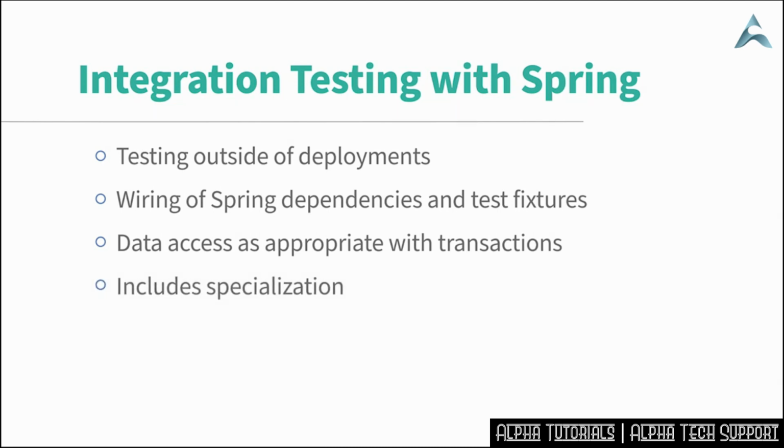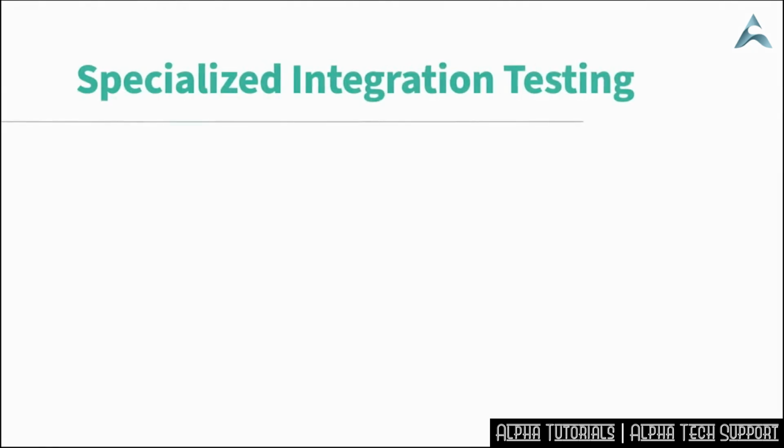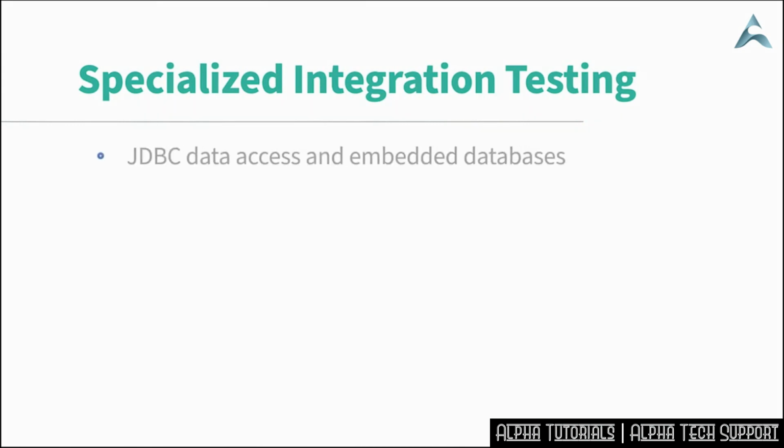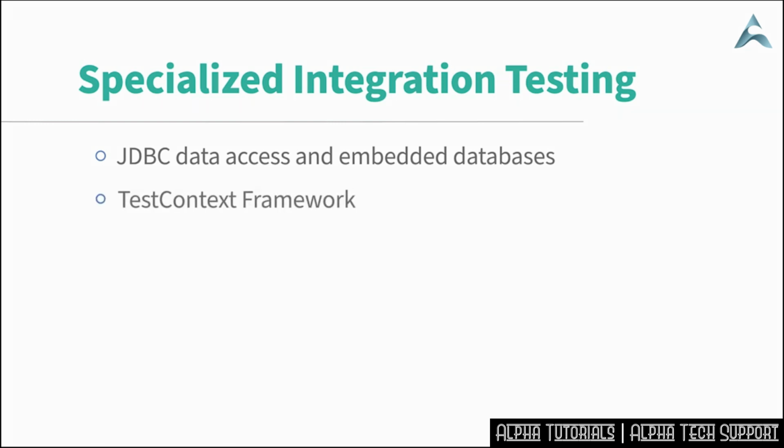There's also a lot of specialization within the integration testing framework. Now, we're not going to talk about all of them, but we are going to look at a few of them. And they give you full access to context management as well as caching, so you can modify the context within your integration test as you see fit. Now, some of the specializations that they give you, I want to talk through very briefly here. They give you JDBC, data access, and embedded databases, and we're going to touch on these in our integration tests themselves. They also give you a test context framework if you need to leverage testing outside of the actual application.